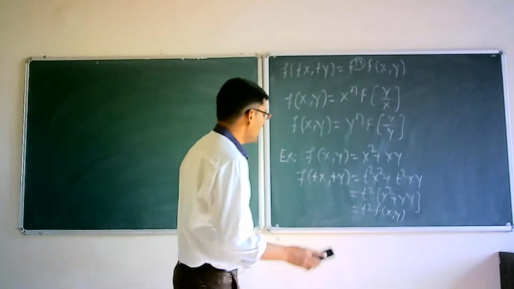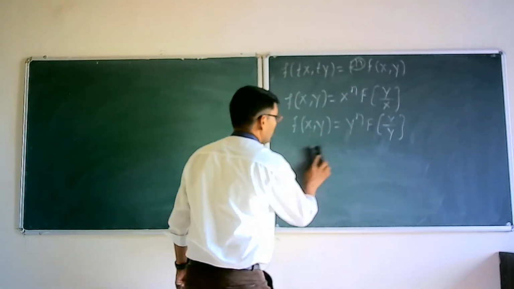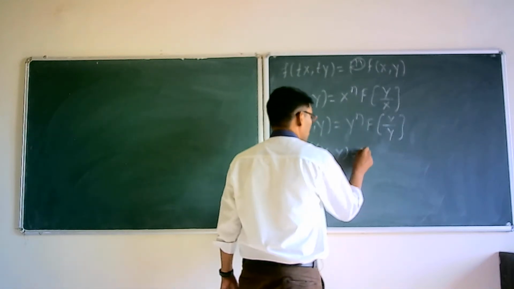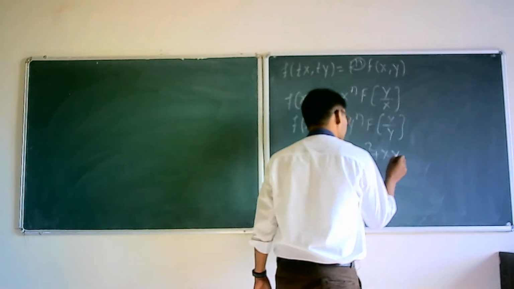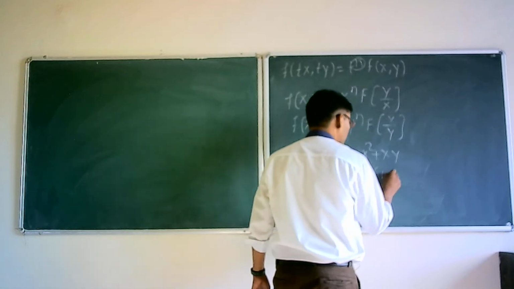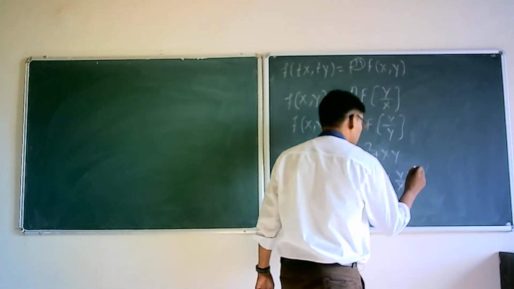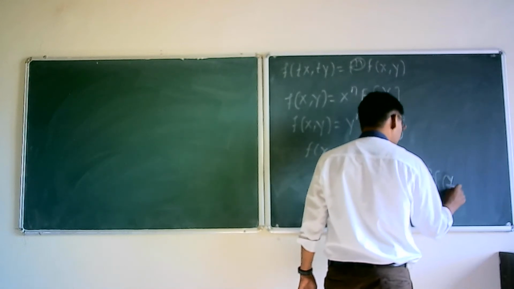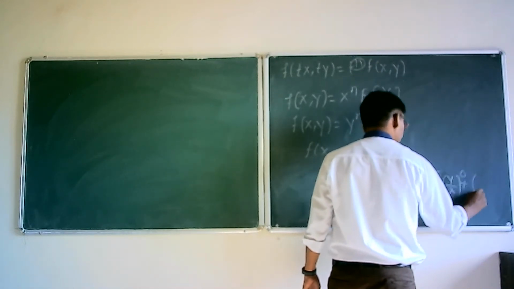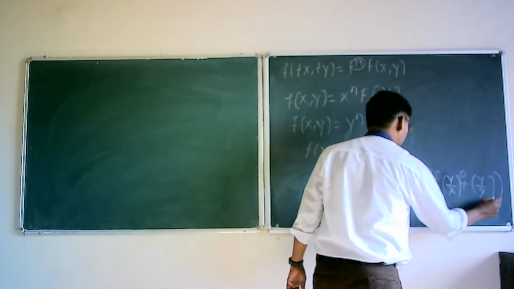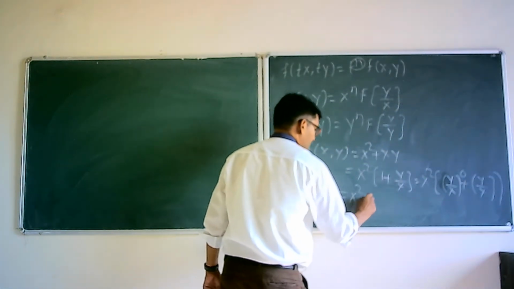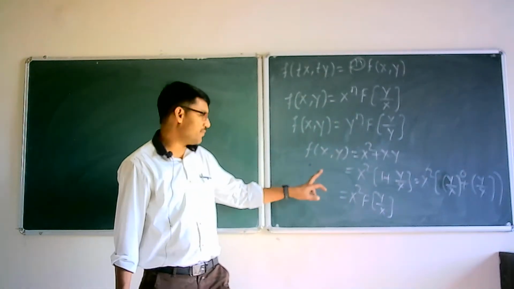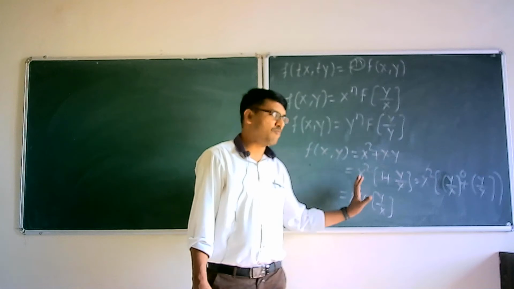Similarly, we can write this f(x, y) equal to x square plus xy as, if you take x square outside, x square times 1 plus y by x. This 1 can be written as (y/x) raised to 0, plus y/x. So it is a function of y/x. So it is equal to x square f(y/x), a homogeneous function of degree 2. That is, f(x, y) can be written as x square times a function of y/x.